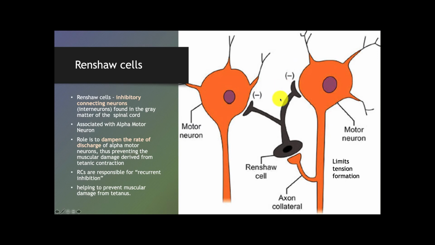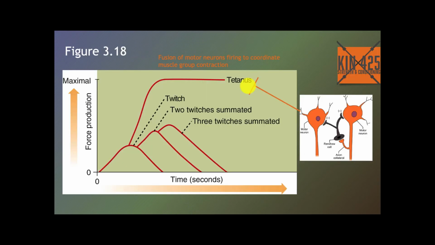So you can see that these are spatially located between other motor neurons. All right, so pretty cool inhibitory mechanism that loosens up a little bit when we begin to get stronger.